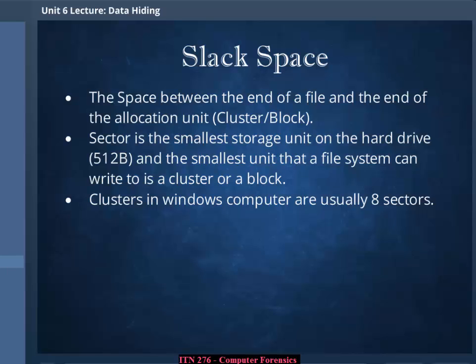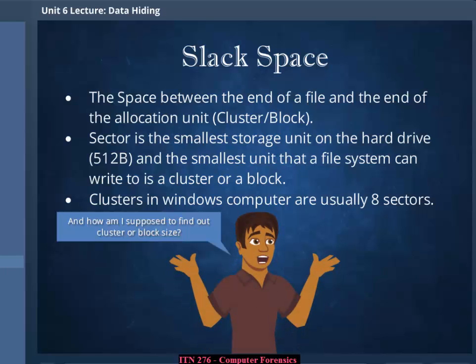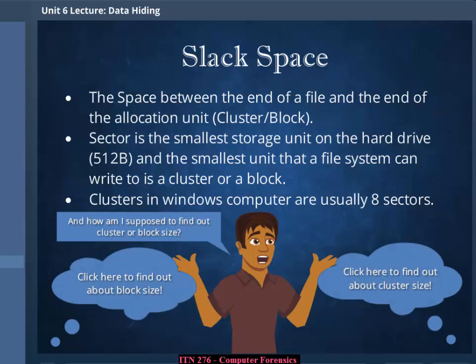Slack space is defined as the space between the end of a file and the end of the allocation unit. An allocation unit can be a cluster in a Windows machine or a block in a Linux or Unix machine. A sector is the smallest storage unit on the hard drive itself, and it is 512 bytes, and the smallest unit that a file system can write to is a cluster or a block. Now a cluster or a block can be one sector or more. Usually in machines that are running Windows nowadays, you're going to see that every cluster is 8 sectors.